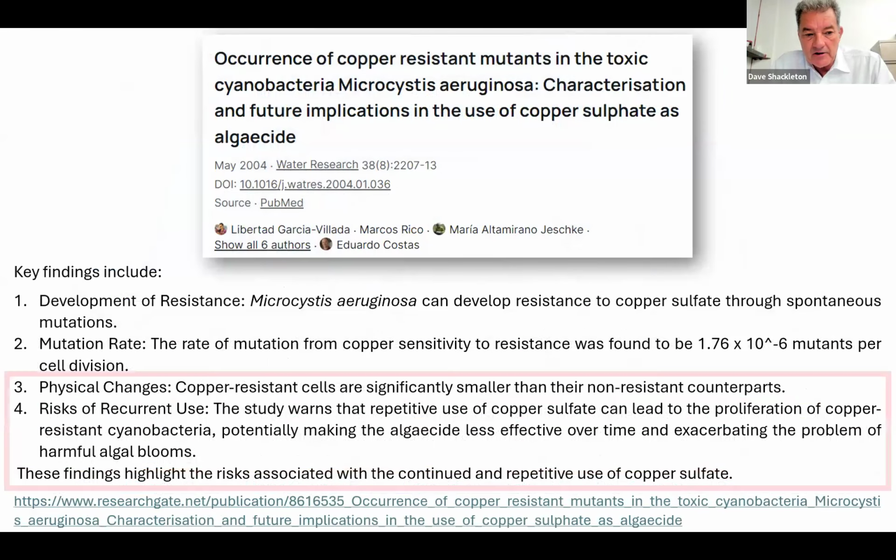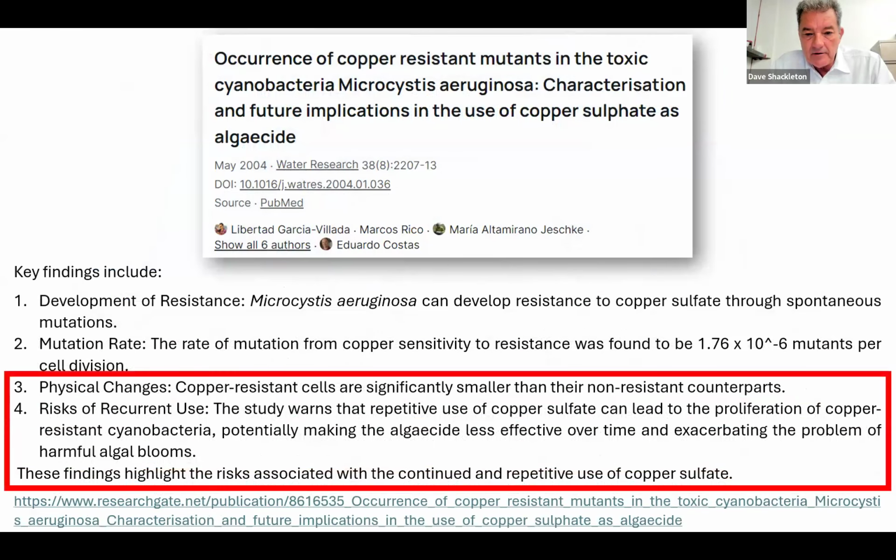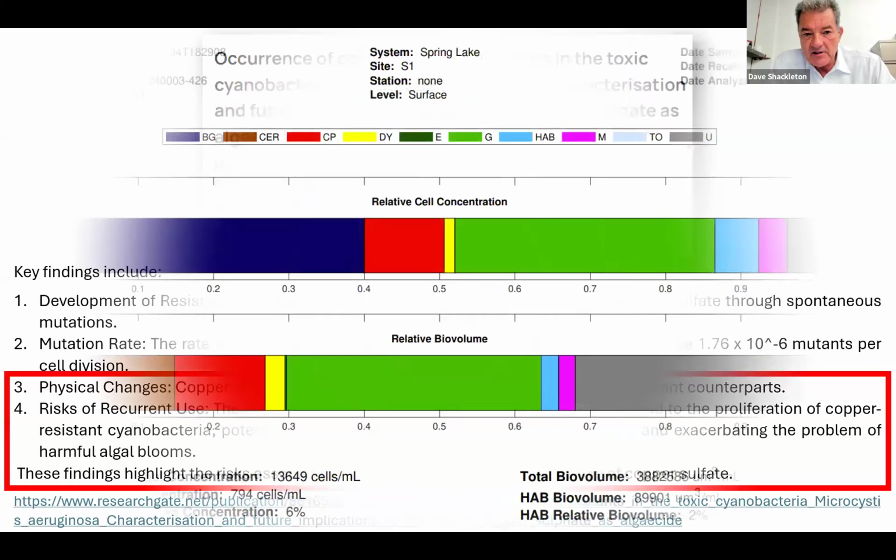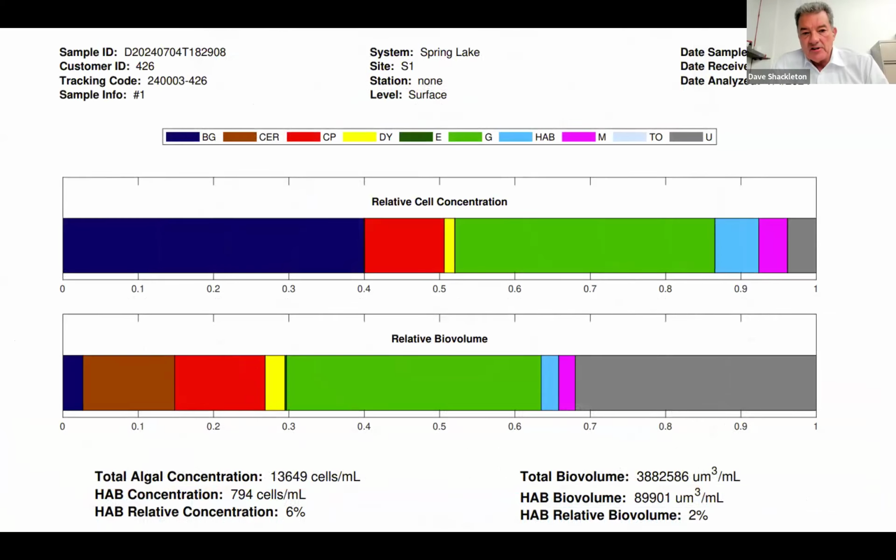And then thirdly, this one, and I'll draw your attention particularly to point 3 there, copper-resistant cells of the cyanobacteria are significantly smaller than their non-resistant counterparts. And again, repetitive use of copper sulfate can lead to a proliferation of copper-resistant cyanobacteria. So in essence, this is what we wanted to establish. How far down that journey are we?